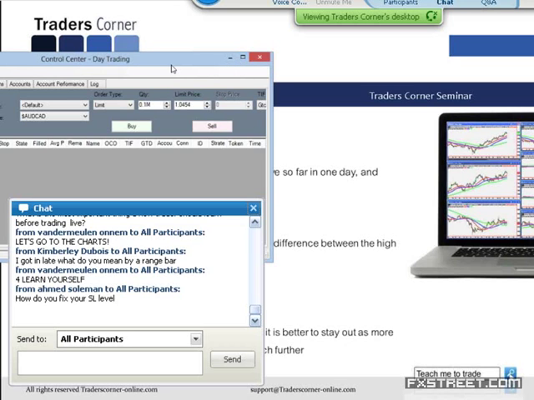How do you fix your SL level? I usually place my stop loss behind the most recent swing point.